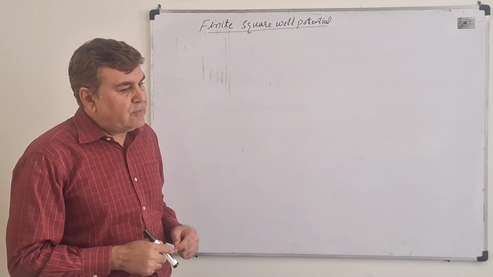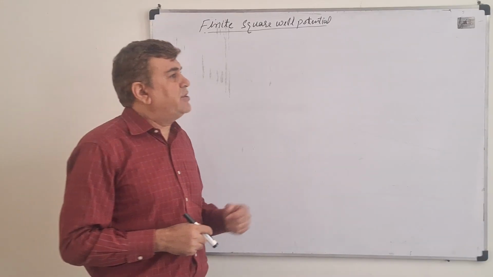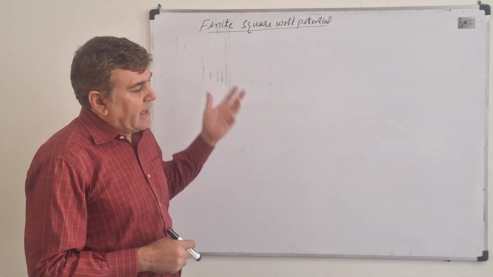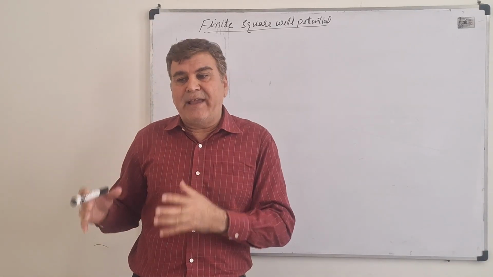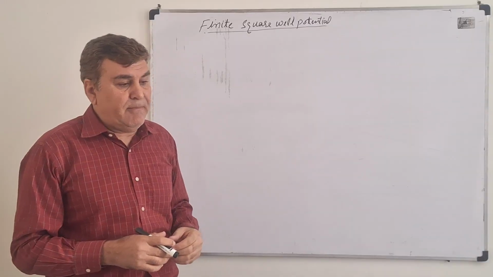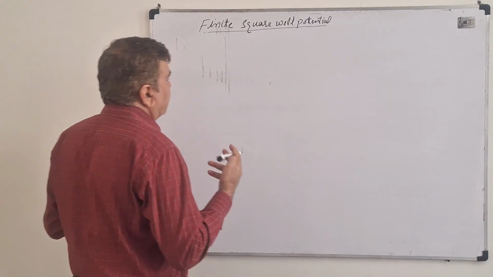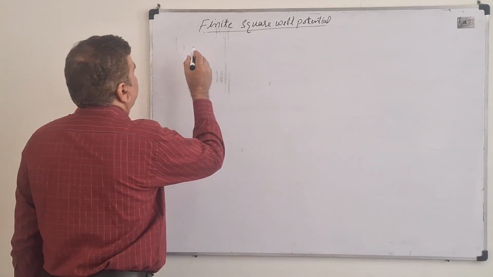In this video, I want to find the solution to the Schrodinger wave equation in the presence of a finite square well potential and study the behavior of the eigenfunctions of the problem. I would like to kick off by writing the mathematical form of the finite square well potential.